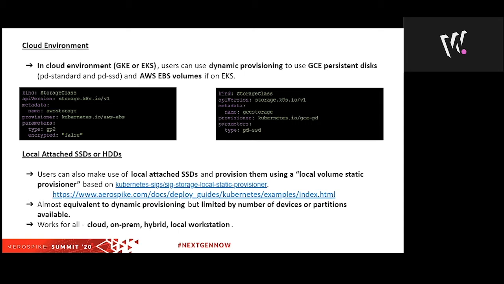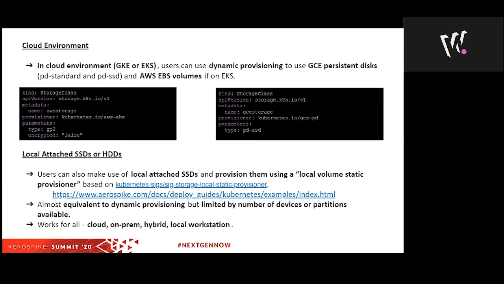Okay, so next is how can you make use of locally attached SSDs? It's a big example for which I have written an article on our website. You can visit the URL which mentions the deploy guides for Kubernetes, and you can find a good example which uses the Aerospike Helm chart and the local static provisioner, which is developed by the Kubernetes SIG, which is Special Interest Group.